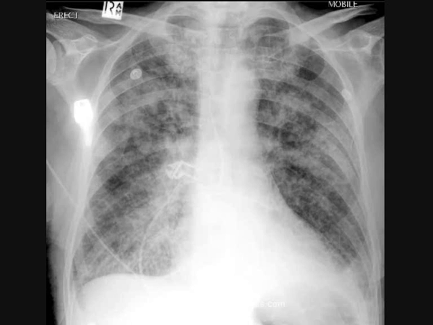Initially, fluid accumulates within the interstitium of the lungs, and it is known as interstitial edema, and then it enters into the alveoli of the lungs, and in that case it is known as alveolar edema. Finally, fluid enters into the pleural cavity and is known as pleural effusion. So if you notice, the left costophrenic angle is not clearly visible, and there is a small amount of pleural effusion in the left costophrenic angle.